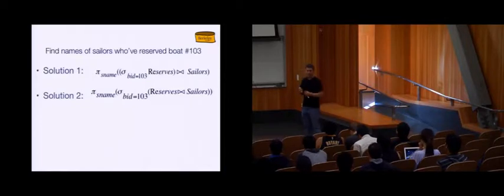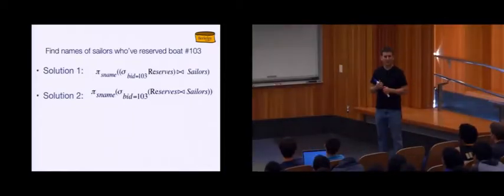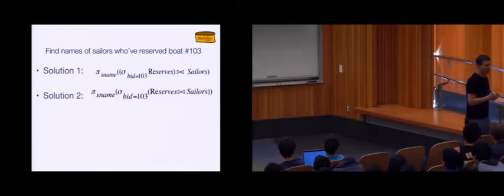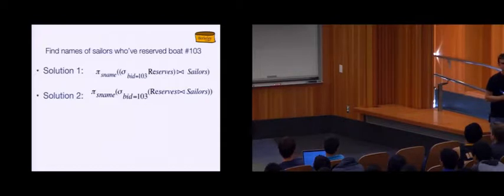There's a big assumption in that statement, though. Anybody catch the assumption there? Well, the assumption is that selection is cheap. What if selection was wildly more expensive than join? Then it'd be a bad idea to do it the first way. Do you want to do it the second way?